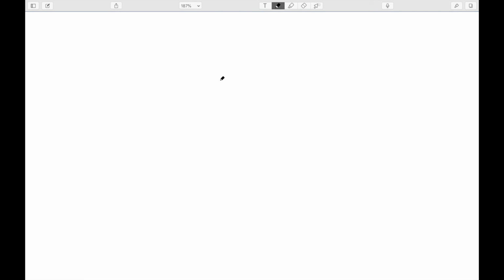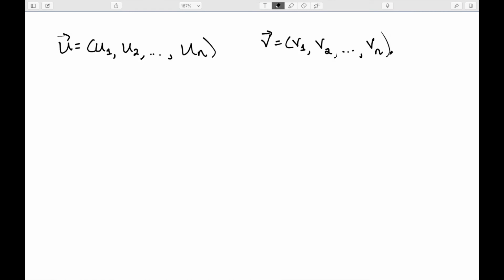What about the algebraic interpretation? Let's suppose we have two vectors, u and v. u is given by u1, u2, etc. up to un, and v is v1, v2, etc. up to vn. In this case, we subtract corresponding positions. So we would do v1 minus u1, v2 minus u2, etc.